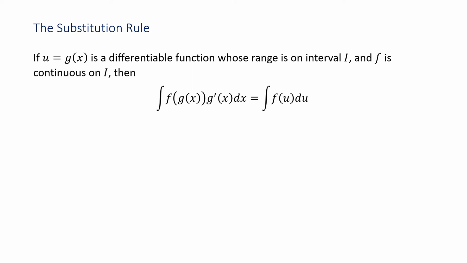The rule states, if u equals g of x is a differentiable function whose range is on interval I and f is continuous on I, then the integral of the composite function f of g of x times g prime of x dx is equal to the integral of f of u du. Notice we have a composite function here.